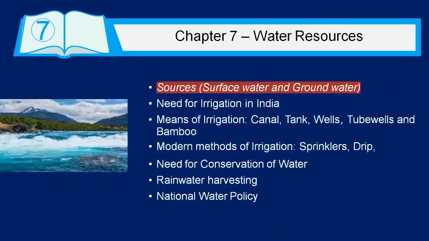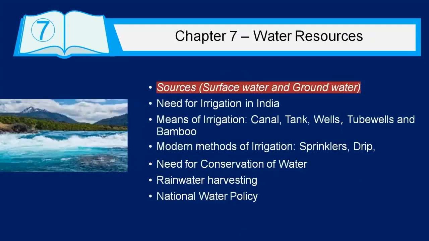In the chapter on water resources, one has to study particularly the difference between surface water and groundwater and their sources. The difference question must be written in tabular form. You must learn the need for irrigation in India as given in the book. You must know the difference between the traditional and modern means of irrigation along with the advantages and disadvantages of both the categories. Often questions are asked on their topic.